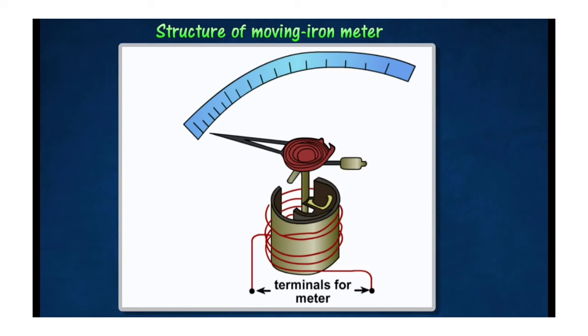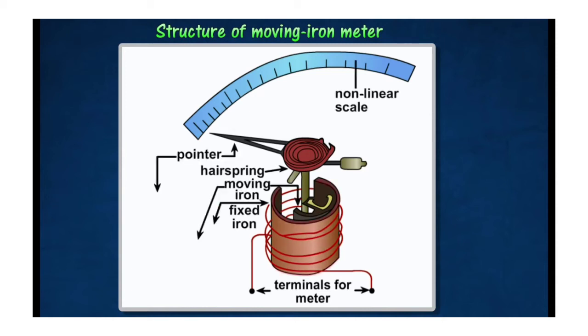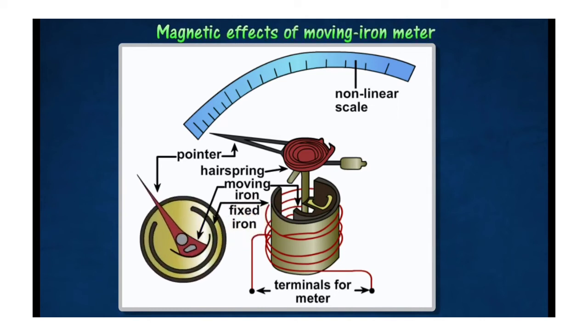The moving iron meter consists of a coil inside, which contains 2 soft iron circular bars. The larger bar is fixed. The smaller bar is attached to an axle pivoted on jeweled bearings. When a current flows through the coil, both bars are magnetized with like poles adjacent to each other.